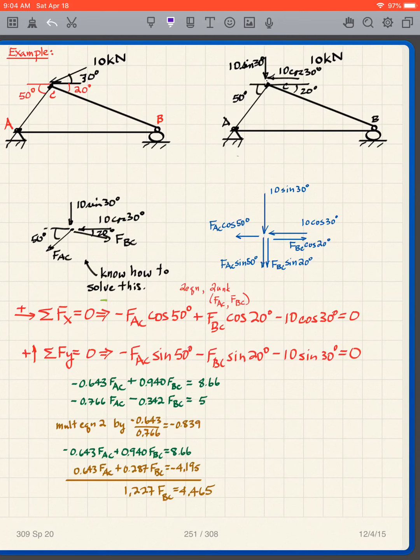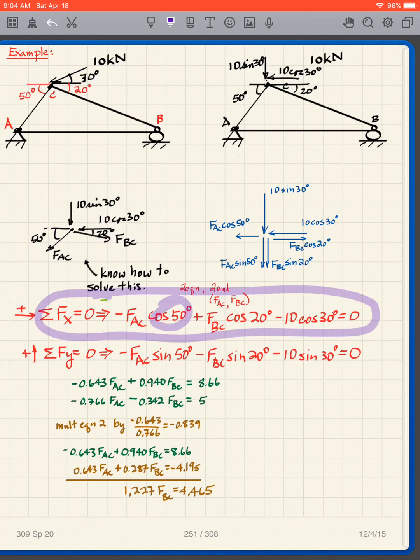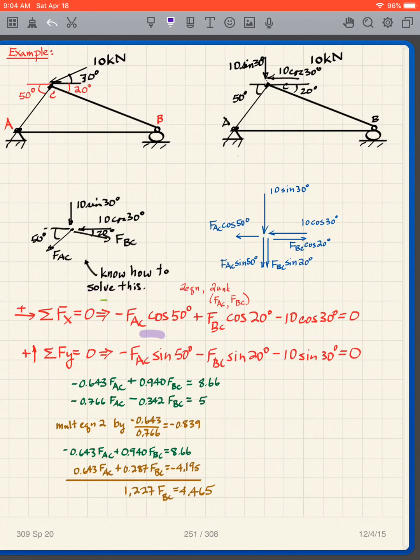And notice, if we put all of our angles with respect to the x-axis, then I look at my equations, and what do I see? In the x direction, all I see are cosines. It just makes your life a little bit simpler. And in the y direction, all I see are sines. It's just an easy way to avoid mistakes.